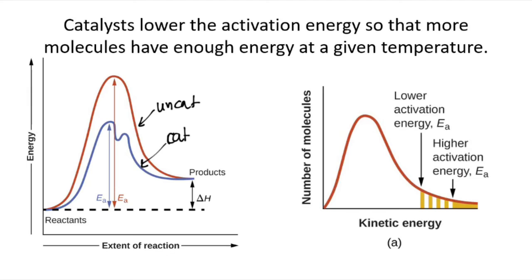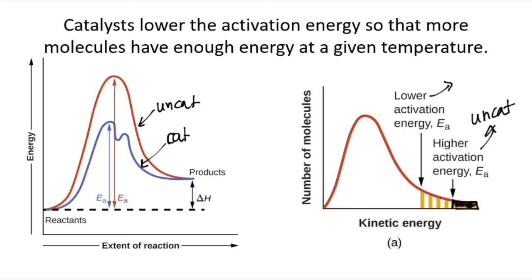We can think about what the catalyst is doing another way as well if we think about this kinetic energy distribution graph on the right. So here, energy is on the x-axis, and the number of molecules with that energy, the number of collisions with that energy, is on the y-axis. And so in the higher activation energy pathway, which would be the uncatalyzed pathway, we see that only a relatively small number of the molecules have enough energy to produce the transition state.